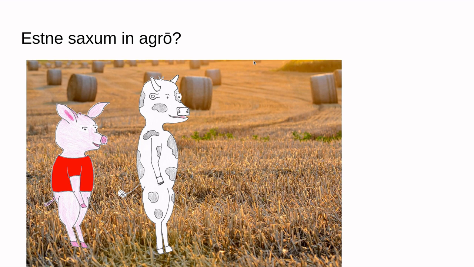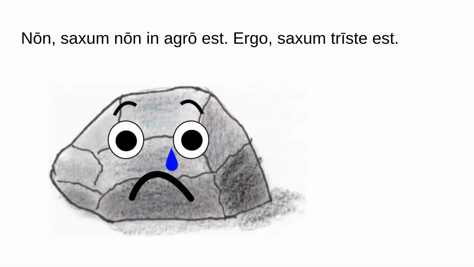Est ne saxum in agro? And remember, ne makes it a question. So is there a rock in the field? Well, there's not our picture of a rock in the field, so I'm going to say non. Saxum non in agro est. Et ergo saxum triste est. So therefore, the rock is sad.